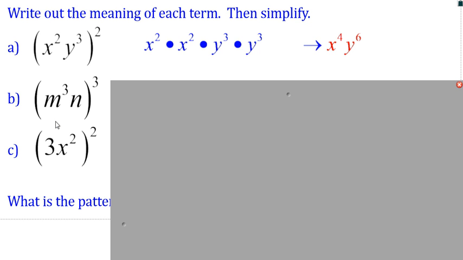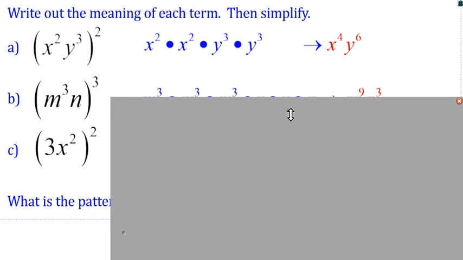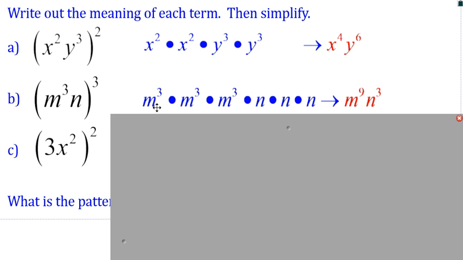For our second one, we've got m to the third n, to the third power, which means we have 3 sets of the inside. So if I write it out 3 times and try simplifying it, I've got m to the third, m to the third, m to the third. It means I have 3 here, and another 3 here for a total of 6, and another 3 here for a total of 9. And then I've got n times n times n for a total of 3. So I've got m to the ninth and n to the third.